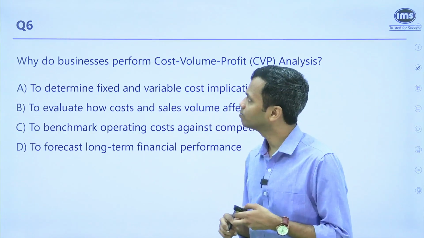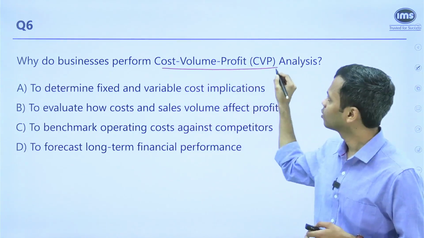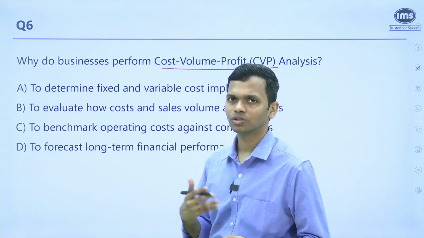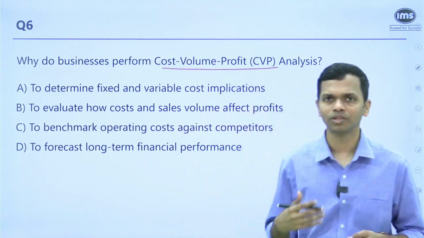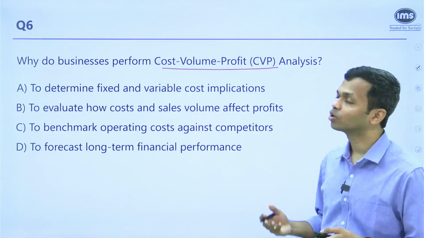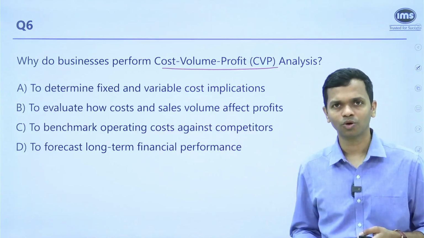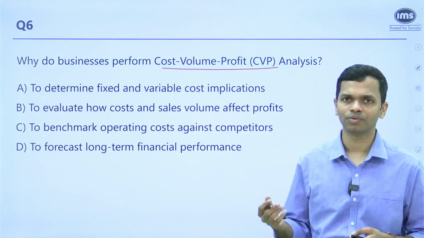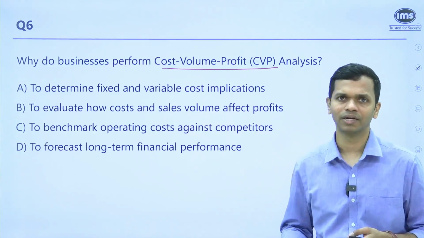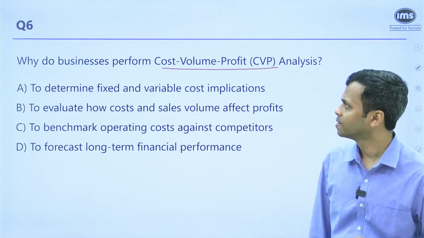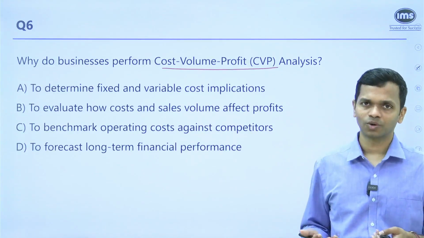Question 6: why do businesses perform cost, volume, profit analysis? Okay, there are 3 words here: cost, volume, profit. Cost would be the individual cost of the product and the overall cost of the organization. Volume would be the number of units sold, or let's say the number of clients. And then the profit could be profit per unit sold, or profit per client, and so forth, and the overall organizational profit. So why do businesses perform this sort of analysis?